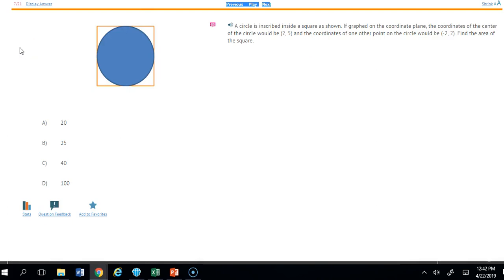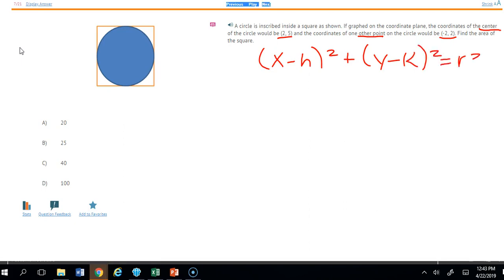So for this next problem, again, we're going to read. A circle is inscribed inside a square as shown. If graphed on the coordinate plane, the coordinates of the center of the circle would be (2, 5). The coordinates of the other point on the circle would be (-2, -2). So notice that it says center and gives us that, other point, that. So we're going to, again, use our formula, (x - h)² + (y - k)² = r².